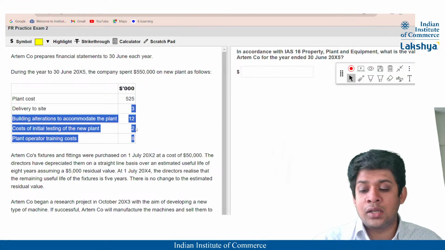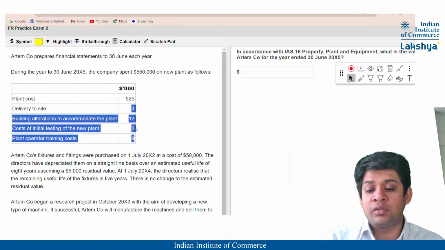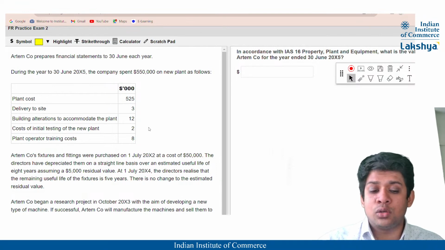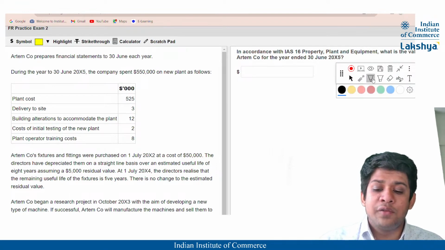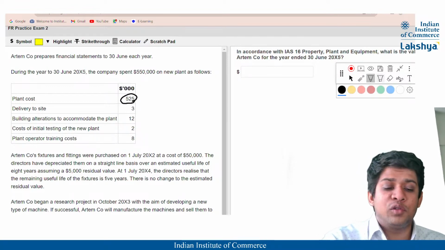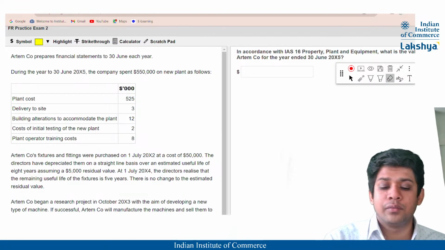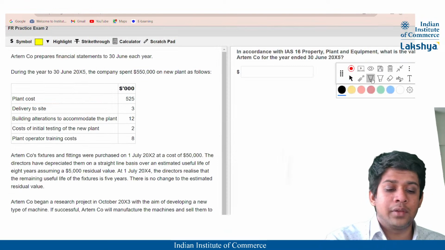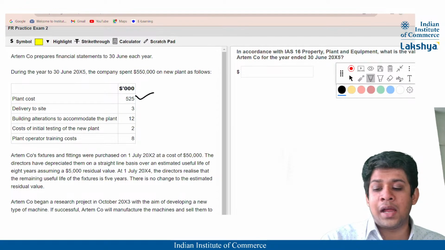Cost of initial testing of the plant, it is 2,000 which is incurred, and plant operator training cost 8,000 which is incurred, right? So guys, which of these values would be capitalized to the additions, right? Firstly, obviously, whatever is the purchase price, the plant cost, that will be added, 525, correct? 525 is going to be added.